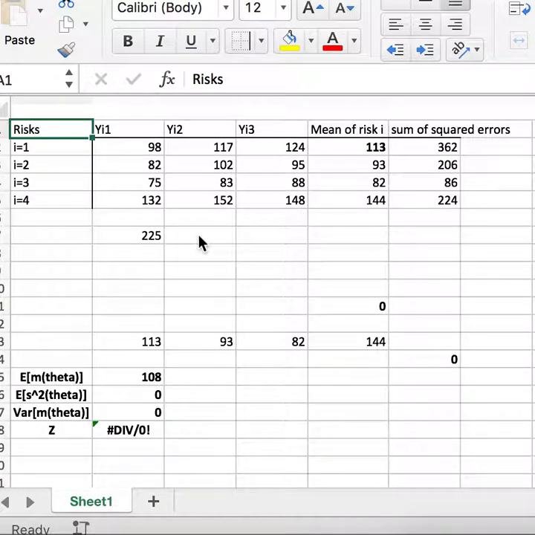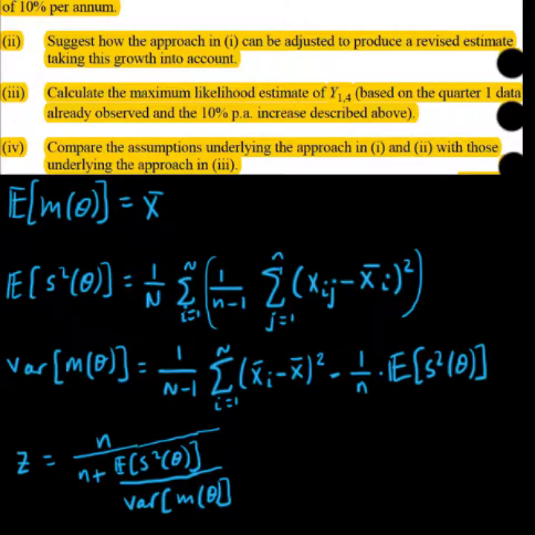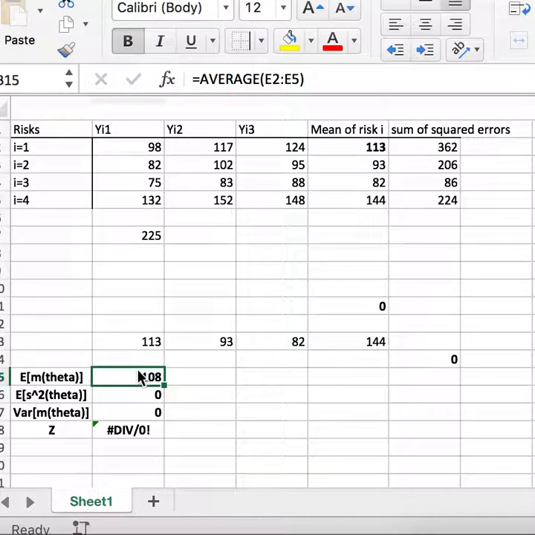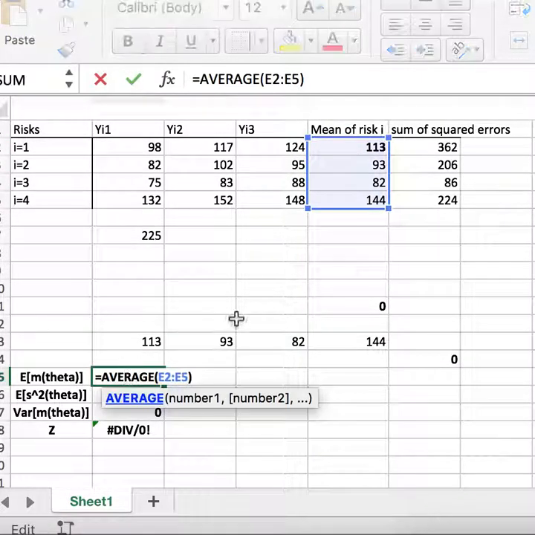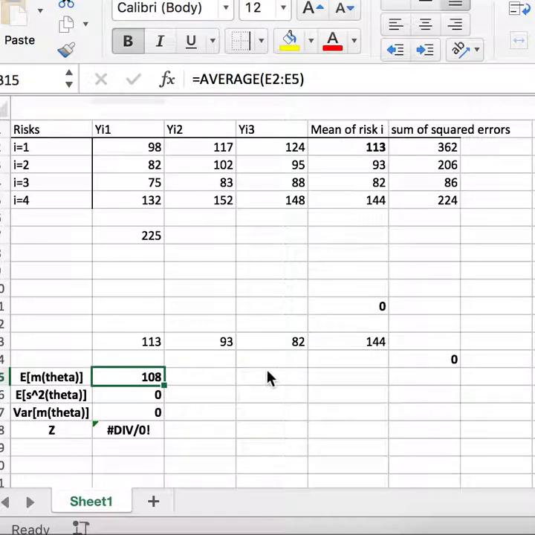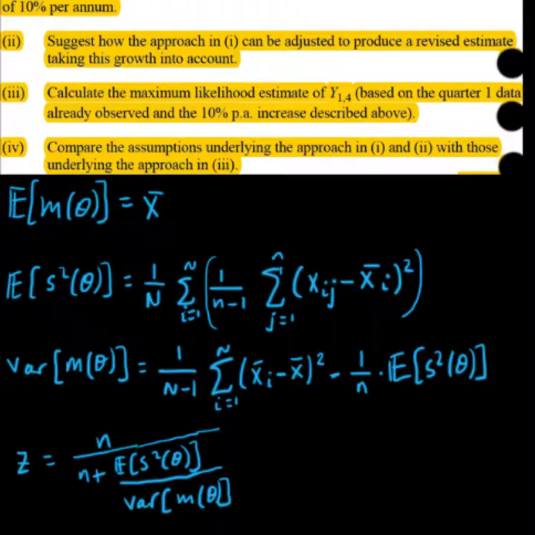Now, in order to find the first bit, the mean, this 108 is the average of these bits over here. So it's the averages of all the quarters over all the years. For any given quarter, we're expecting to get roughly 108 based on all this information that we've got. Is it the best predictor? Maybe, maybe not.